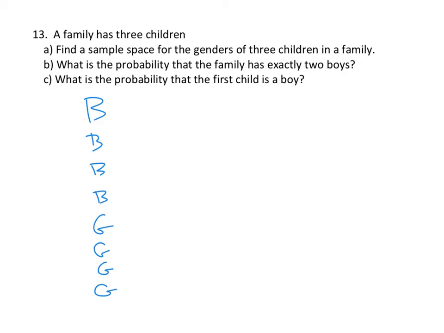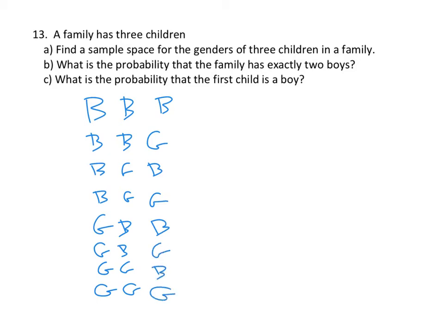Okay, and then the next one we're going to do 2 at a time. So boy, boy, girl, girl, boy, boy, girl, girl. And then the last one we're going to alternate. Boy, girl, boy, girl, boy, girl, boy, girl. Okay, so this is another way to make sure that you get all the possibilities. But you notice in either case, our sample space had size 8.